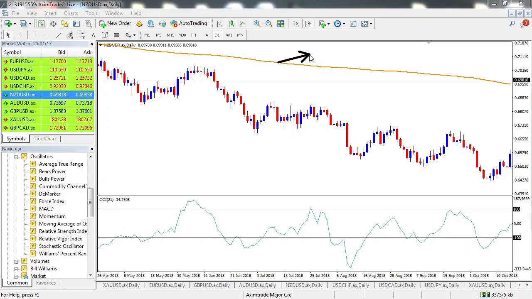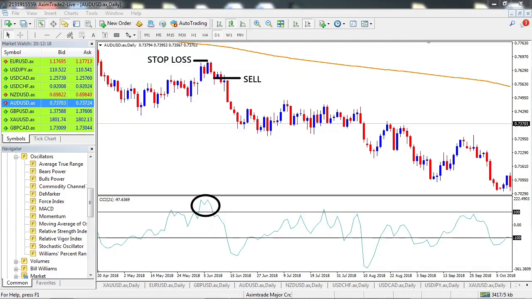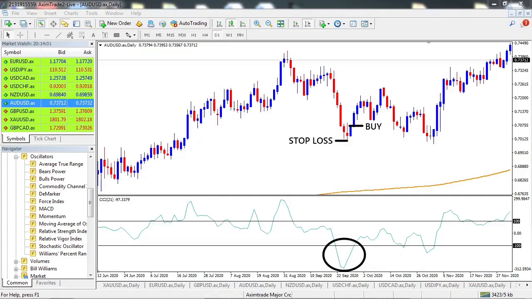And similarly, traders should go short when the market is below the 200 moving average and has made a short-term bounce and the CCI indicator is above the +100 level. Here are a few examples of CCI combination signals.